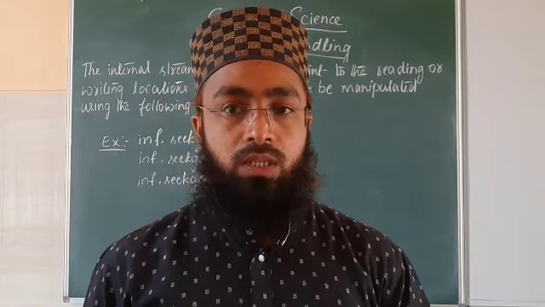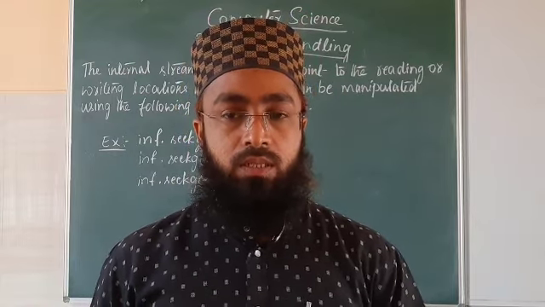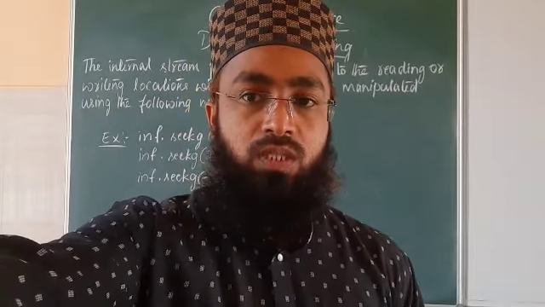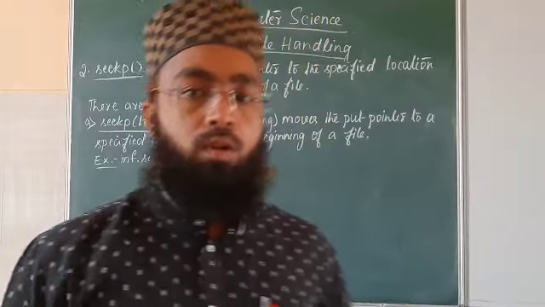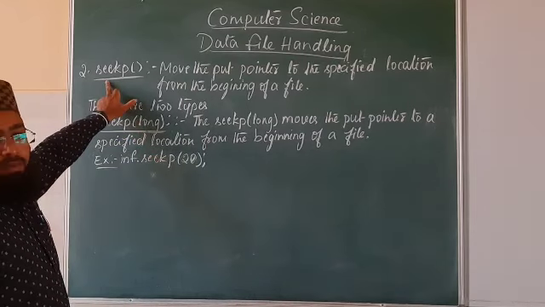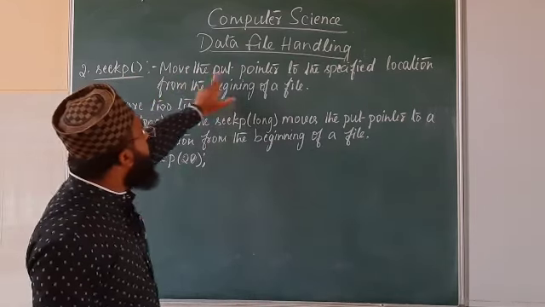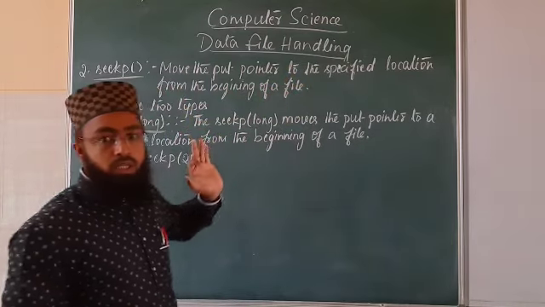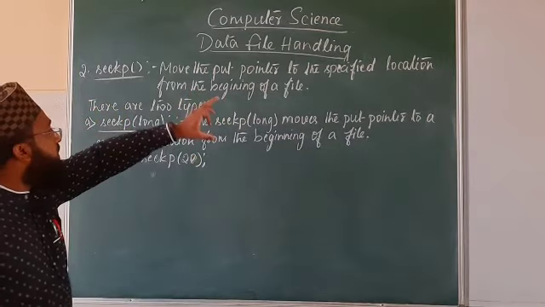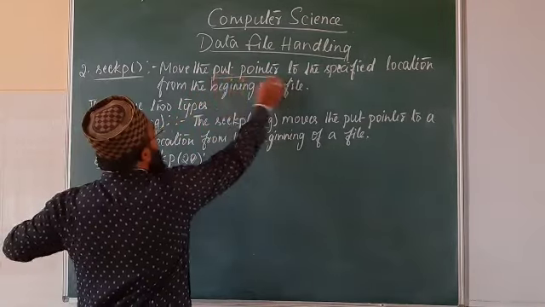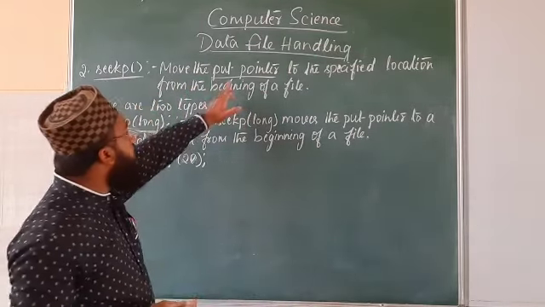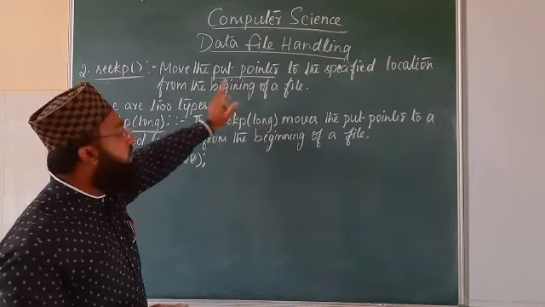Now we are going to discuss the next member function, that is seekp. So we shall see how seekp will work. Seekp will move the pointer to the specified put pointer location. Seekg will move the get pointer, whereas seekp will move the put pointer to the specified location from the beginning of a file.